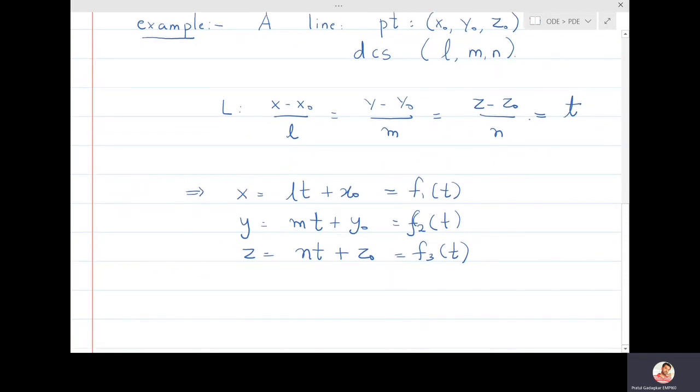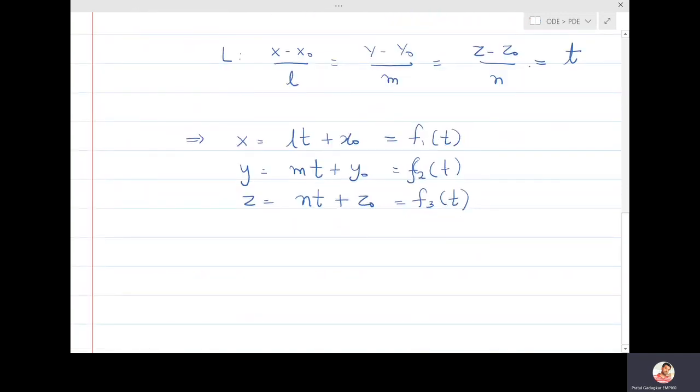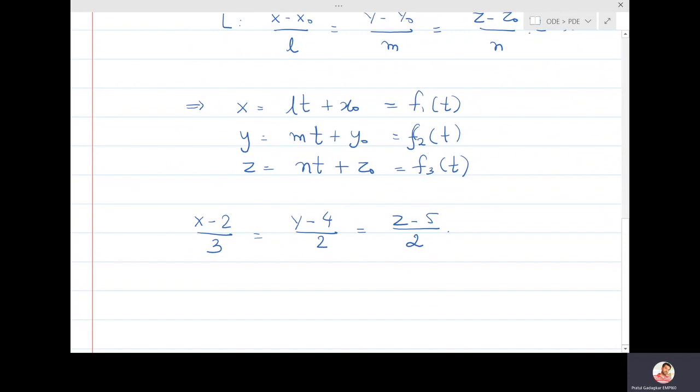So suppose I take a line given by (x minus 2)/3 equals (y minus 4)/2 equals (z minus 5)/2. What is this line passing through? The line passes through the point (2, 4, 5). And what are the direction ratios of that line? Here, 3, 2, 2 are not direction cosines, because if they were direction cosines, then l squared plus m squared plus n squared should be equal to 1.